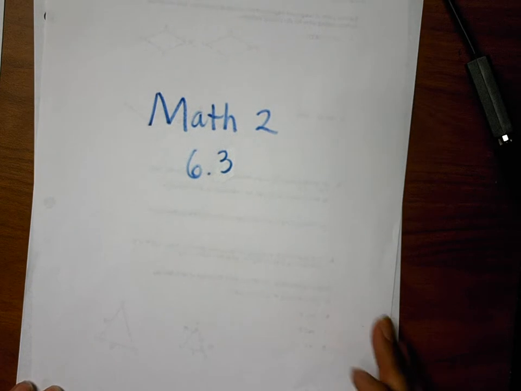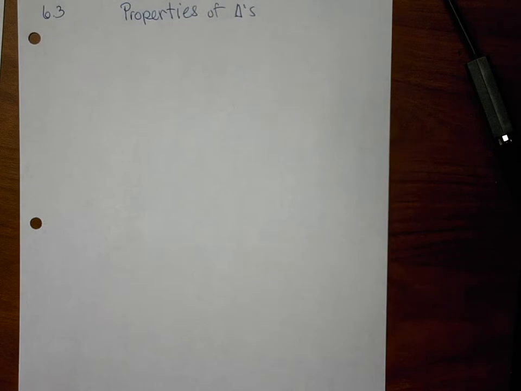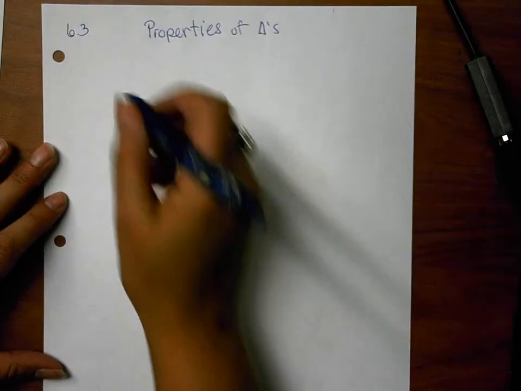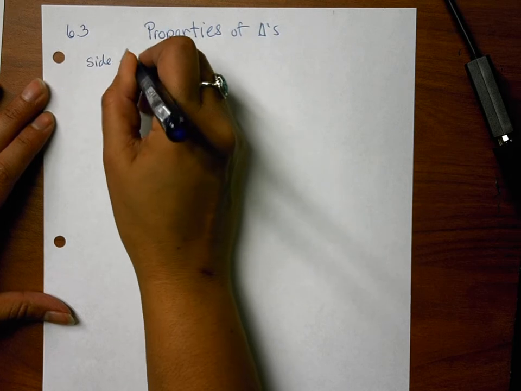This is Math 2, 6.3 notes. That's Unit 6, Lesson 3. The title is Properties of Triangles. And the first one we're going to go over is the side splitter theorem.